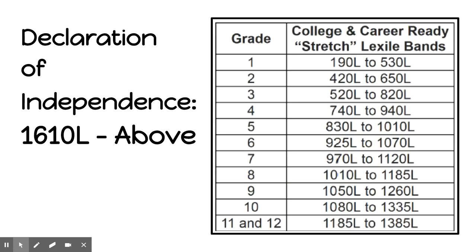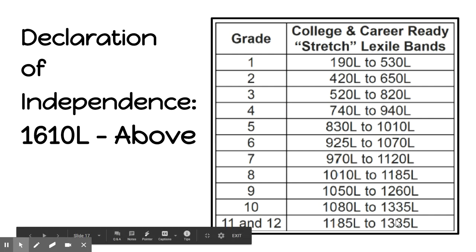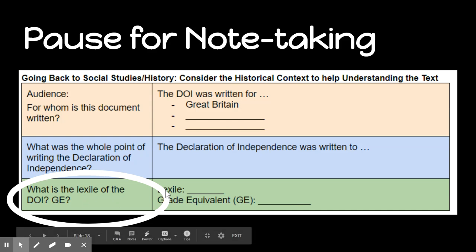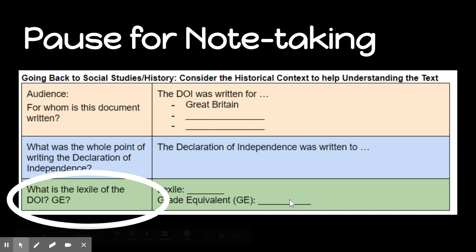The Declaration of Independence is a very high level text. It is a 1600 lexile or higher. So if you were going to use this chart to figure out where 1600 is, it shows you that it's a college level text. It's beyond 12th grade, which is college level. Okay? So keeping that in mind, we have to use as many reading strategies to help us understand the text as possible. So let's pause. Let's take that note. The lexile is 1600 plus, and the grade equivalent would be college level.